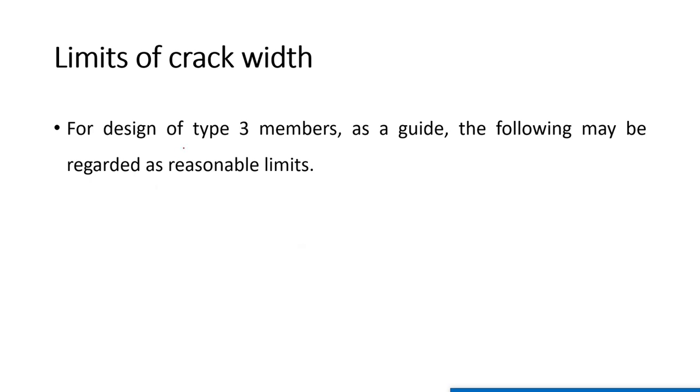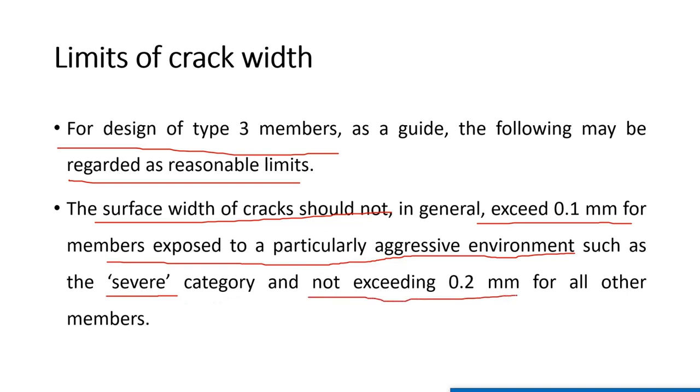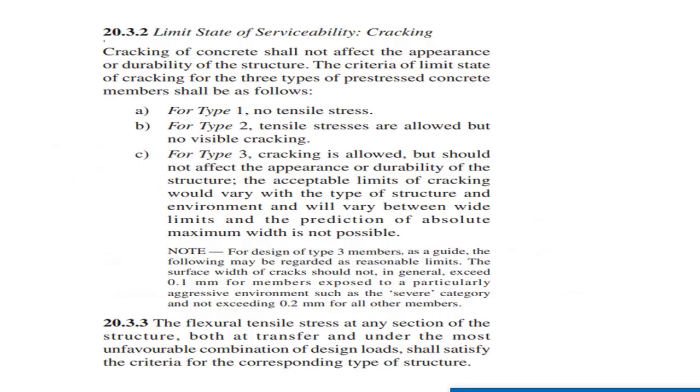1343-2012 for design of type 3 members, the following may be regarded as reasonable limits. The surface width of cracks should not in general exceed 0.1 mm for members exposed to particularly aggressive environment, which is such as severe category, and not exceeding 0.2 mm for all other members. So the maximum limit of crack width is limited to 0.1 mm for severe condition and 0.2 mm for all other conditions. So this is a clause in IS 1343 regarding the limit state of serviceability, that is cracking.